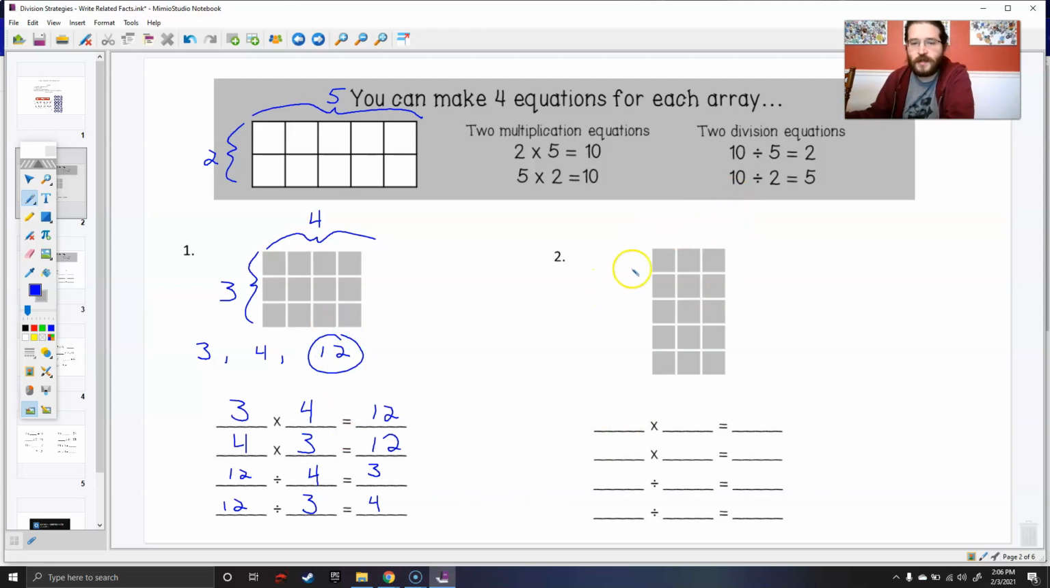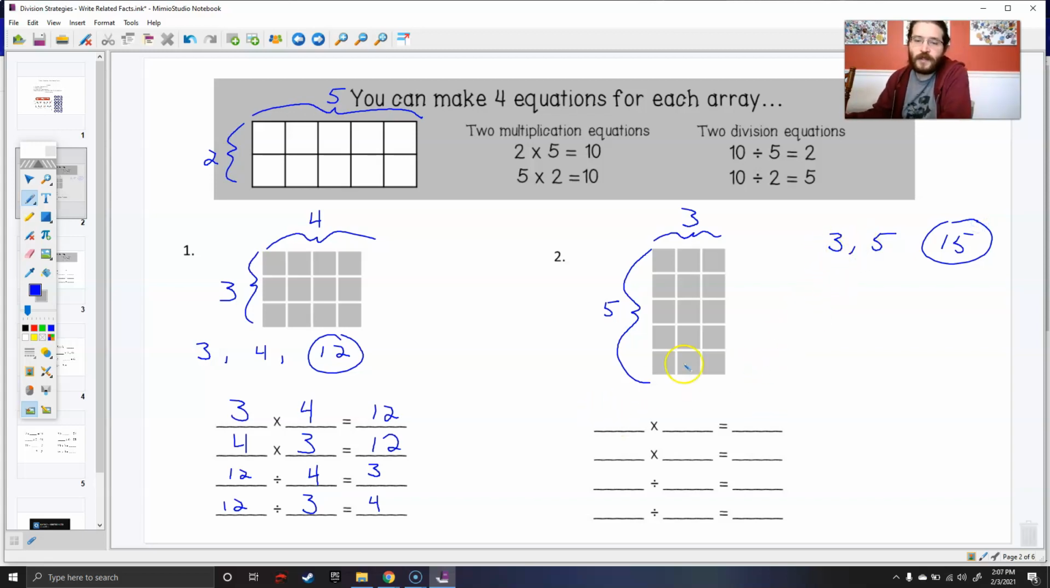So let's take a look at these ones. So we have 1, 2, 3, 4, 5. And then how many do we have on this side? We have 1, 2, 3. So we have our numbers 3, 5, and then what's our total? So we go 1, 2, 3, 4, 5, 6, 7, 8, 9, 10, 11, 12, 13, 14, 15. So we have 15 is our total. So those are our 3 numbers that we're going to be working with.